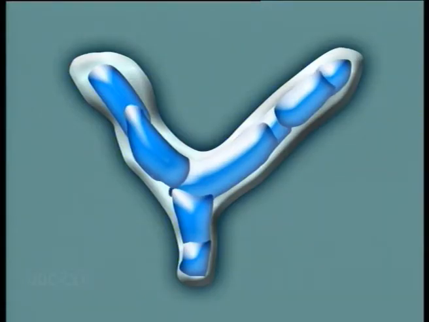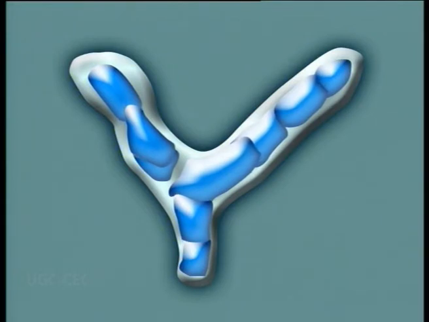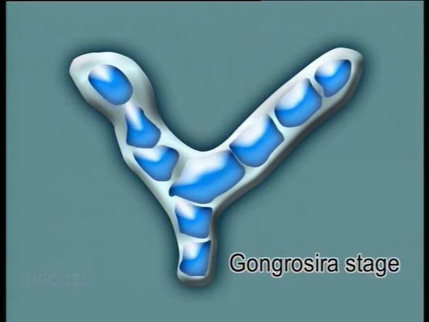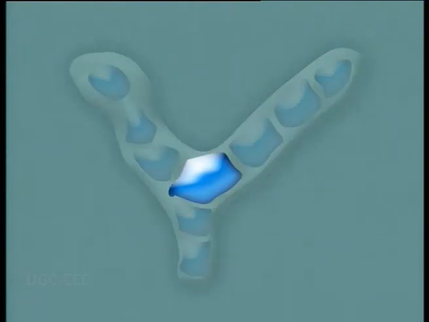The cysts in a chain may remain connected by the parent membrane of the filament, which appears like another alga, Gongrosira. Thus, this stage of Vaucheria is also called the Gongrosira stage. On the onset of favorable conditions for growth, the cysts directly grow into a new individual.